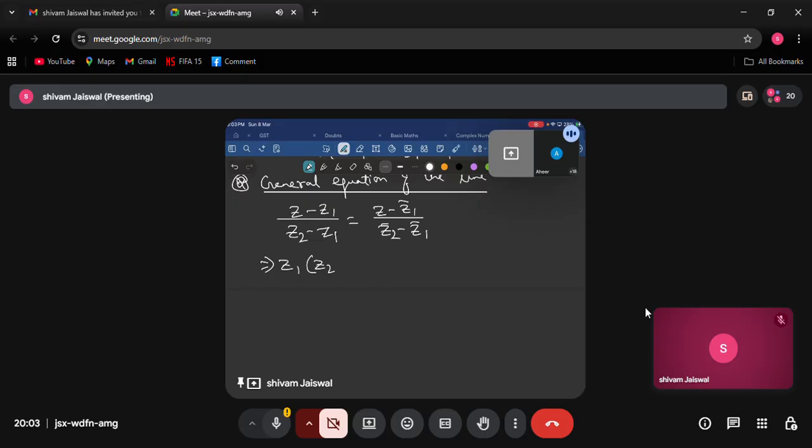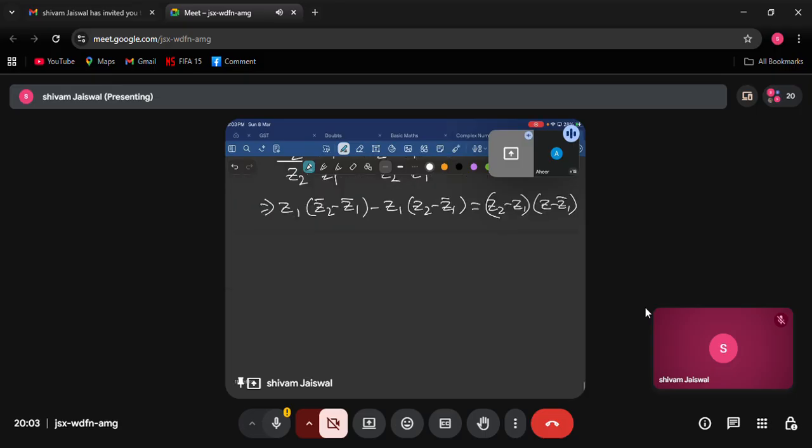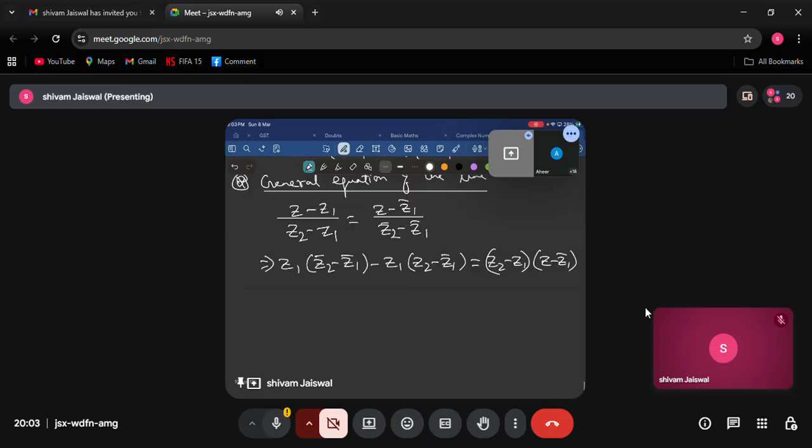Okay, z into (z2 bar - z1 bar), minus z1 into (z2 bar - z1 bar), this will be equal to (z2 - z1) into (z bar - z1 bar). Okay, everyone. Let us simplify this a little bit. So, what is the coefficient of z? z into (z2 bar - z1 bar).